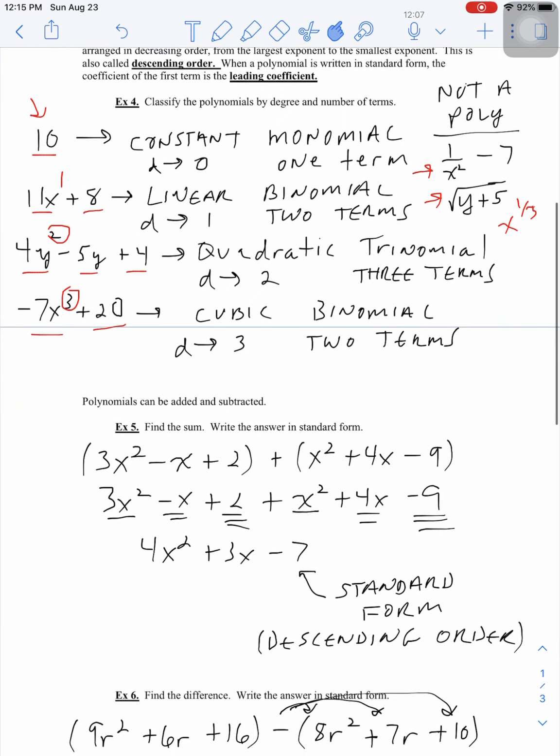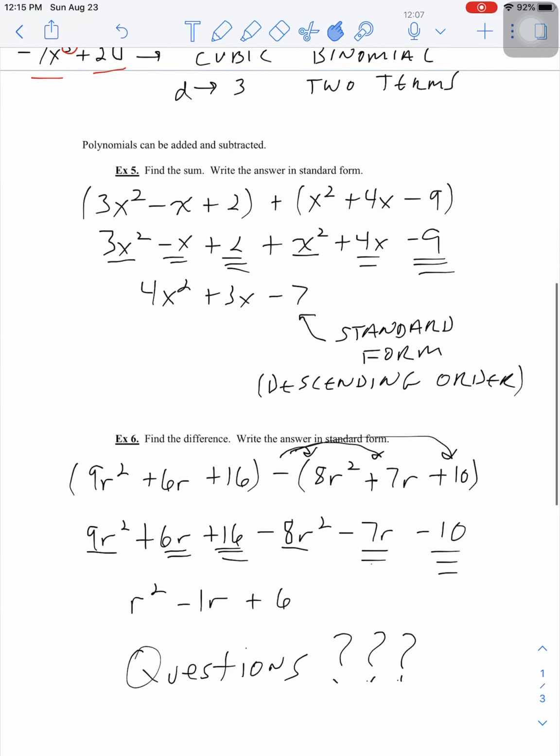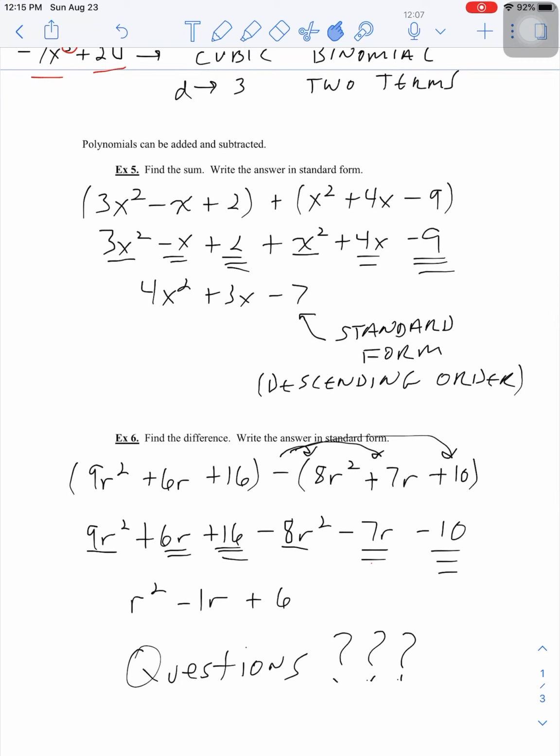And then to round out the lesson, polynomials could be added or subtracted. Okay. For the first example here, we have find the sum. Sum means addition, so write the answer in standard form. If it's an addition problem, you can just drop the parentheses of the quantities. So I just wrote it as 3x squared minus x plus 2 plus x squared plus 4x minus 9. Okay, and then it's about combining like terms.